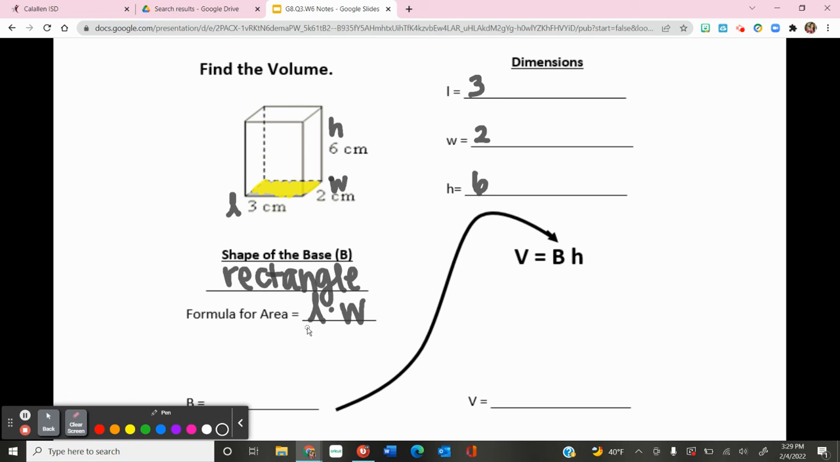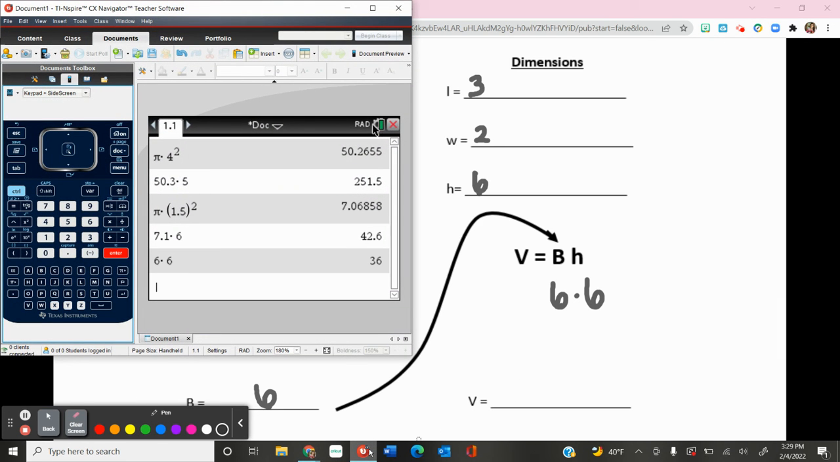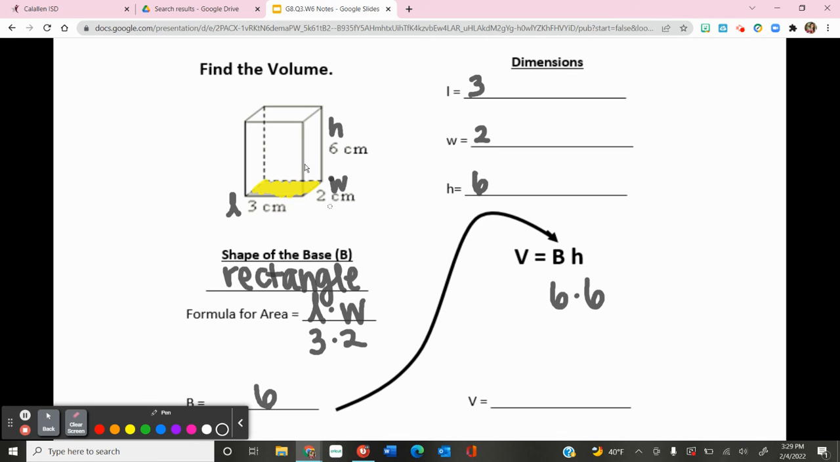So first, we're going to go ahead and find the area of our base. So we're going to take our length times our width. 3 times 2 equals 6. And we're going to plug 6 in for the area of our base, which is 6, times the height of our prism, which is also 6. 6 times 6, if you did not know, equals 36. So here, the volume for this rectangular prism is going to equal 36 centimeters cubed. Again, because we're talking about volume, volume is cubed. That's going to be that rectangular prism.